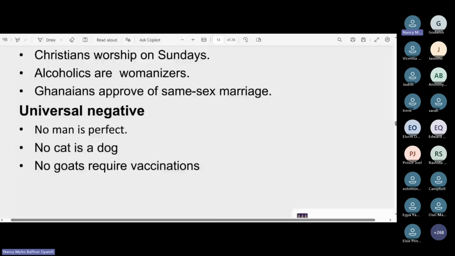Modus ponens still, but we are working with a universal negative, not a universal affirmative this time around. Only 4 people are finished. Okay, I see 10 now. Keep going. When you finish, raise your hand. I'm checking the class's participation as well. Very good. So no man is perfect. We are doing modus ponens.